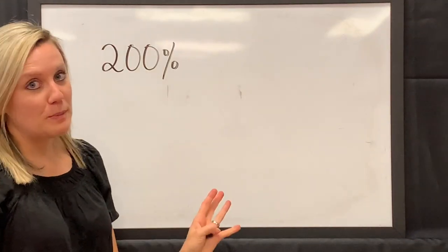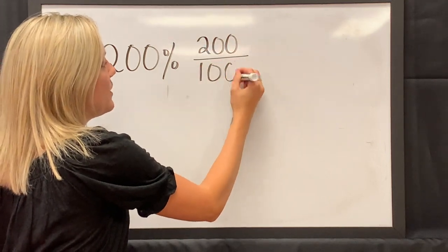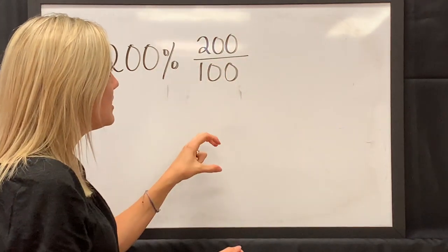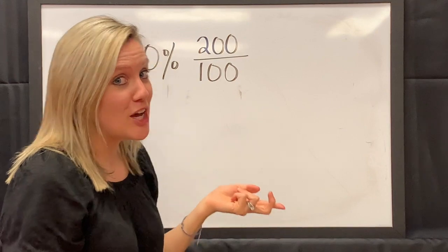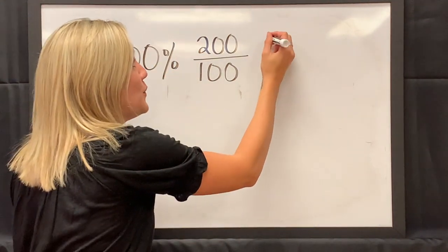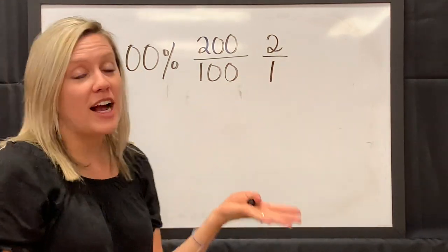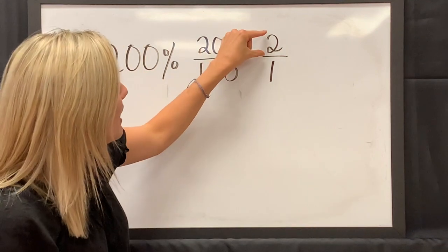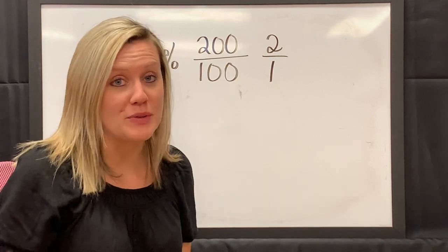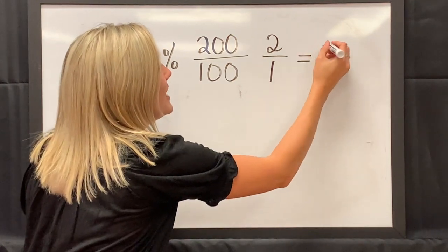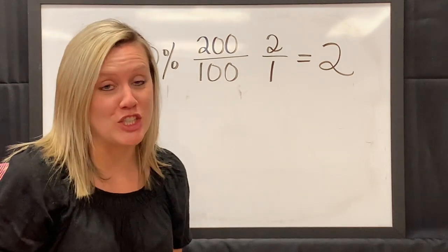Here we have 200%. Same procedure, 200 over 100 when dealing with percents, and then I'm going to reduce this. So I see that 100 goes into both of these evenly. 100 goes into 200 twice, and 100 goes into 100 once. So this fraction 2 over 1 means we have 2 wholes, because 1 over 1 would equal 1 whole, and we have 2 over 1. So that equals 2 wholes. So our final answer is 2. So writing percent as a fraction in this case is just 2.